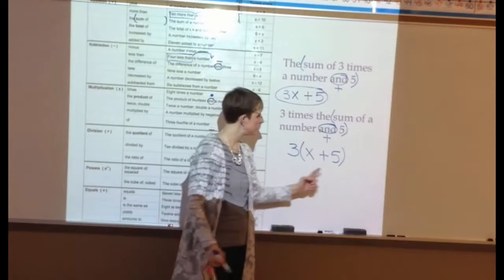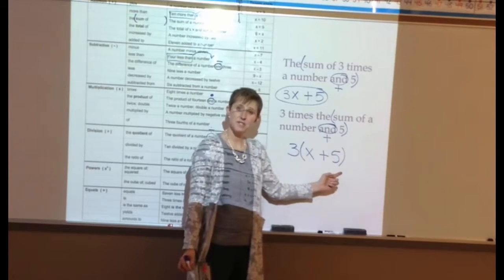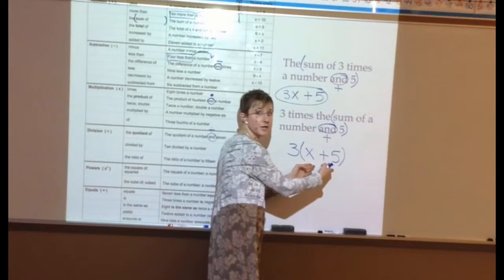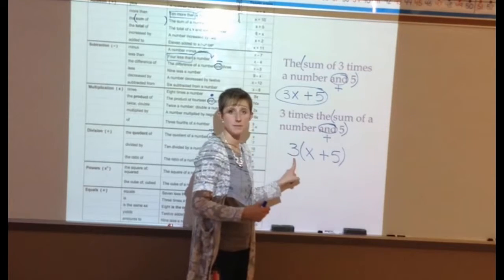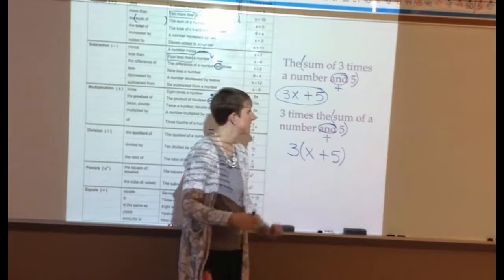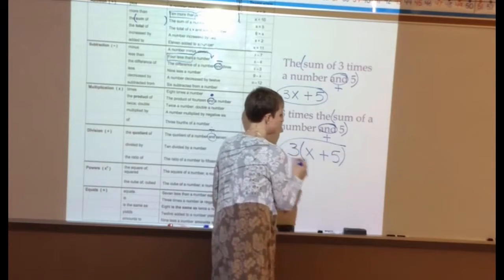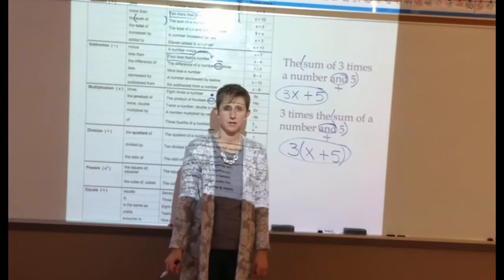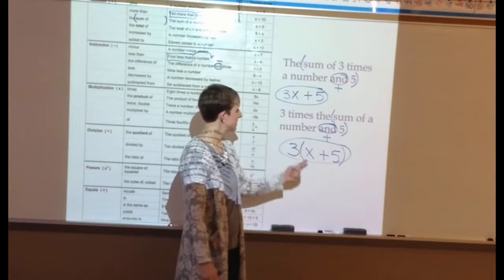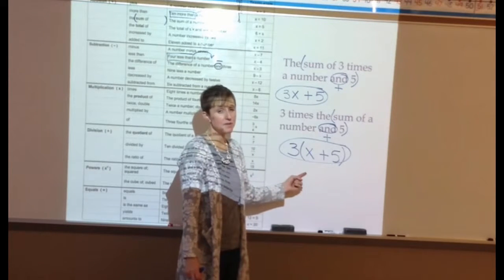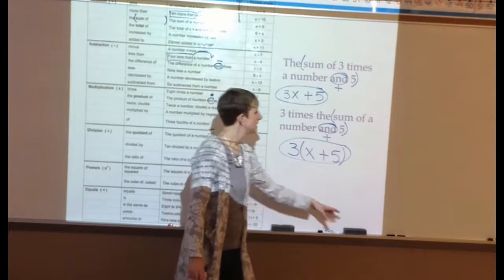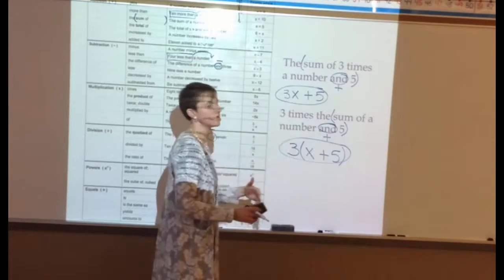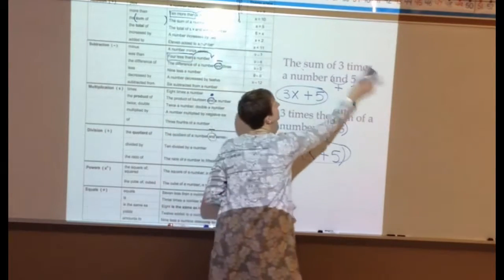Now ask yourself, do we need this parentheses here? Yes, we do, because we need to focus on x plus 5 first before we multiply by 3. So these parentheses need to stay. There is the correct translation. Okay. See how these two are different? They sound the same, but they translate differently. Let's do the last one. I'm going to erase these, so make sure you have all this down in your notes.